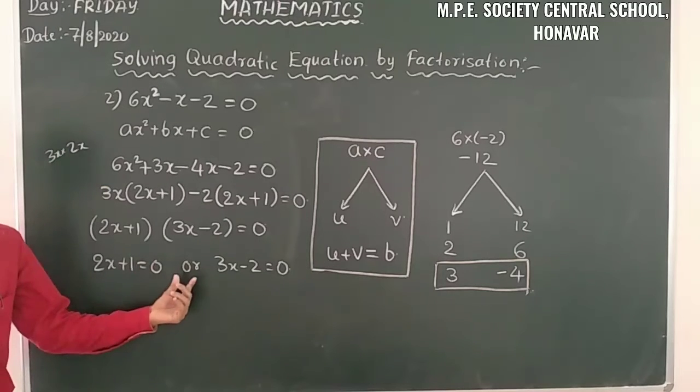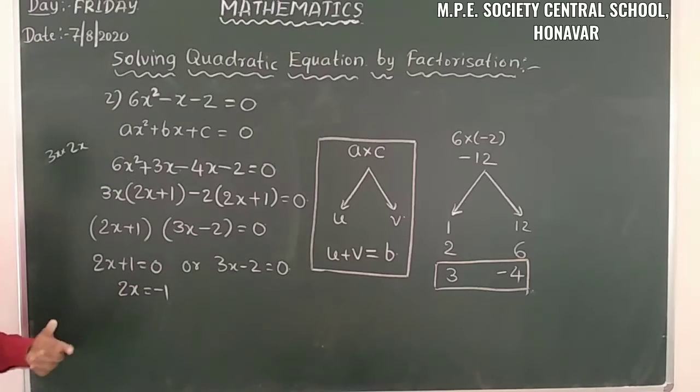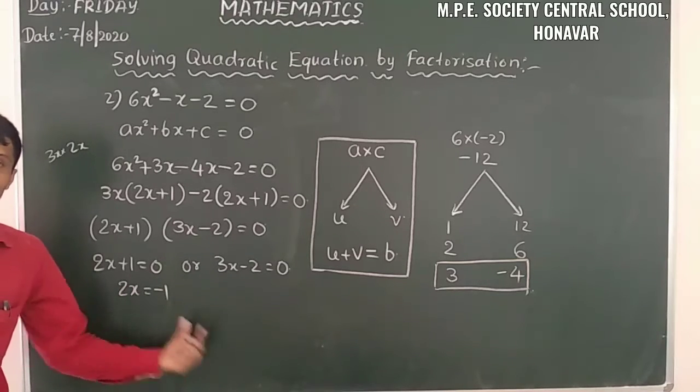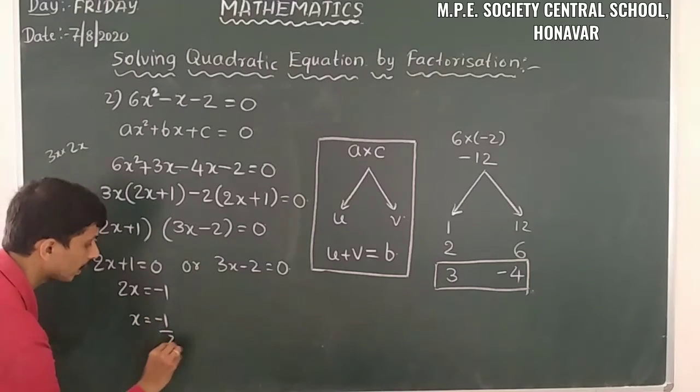Firstly, I will transpose this plus 1 to the RHS side. It becomes 2x minus 2x is equal to minus 1. Then after that, I have to transpose 2 to the RHS side. It will come to the denominator. That is, x is equal to minus 1 by 2.